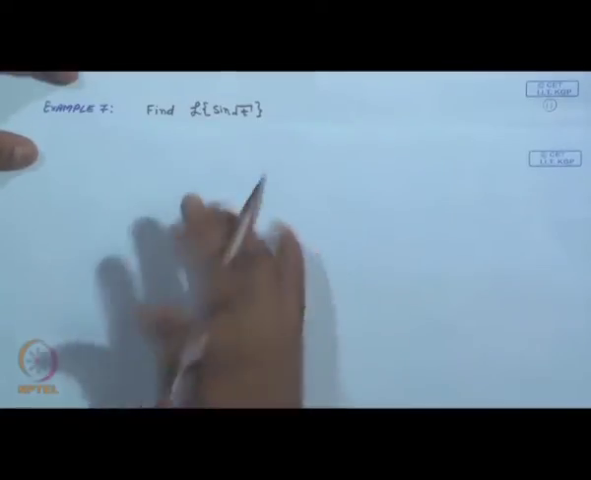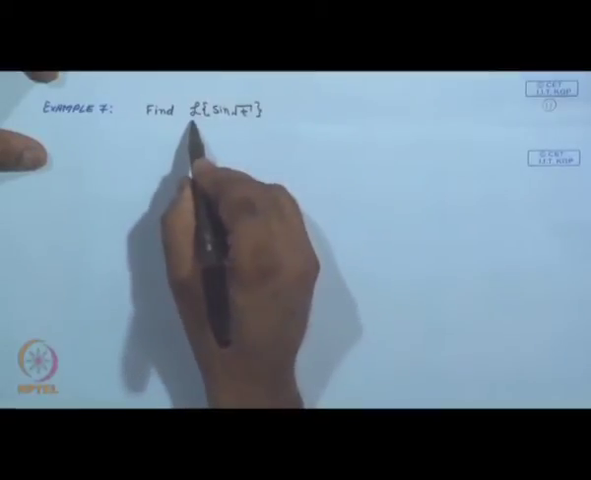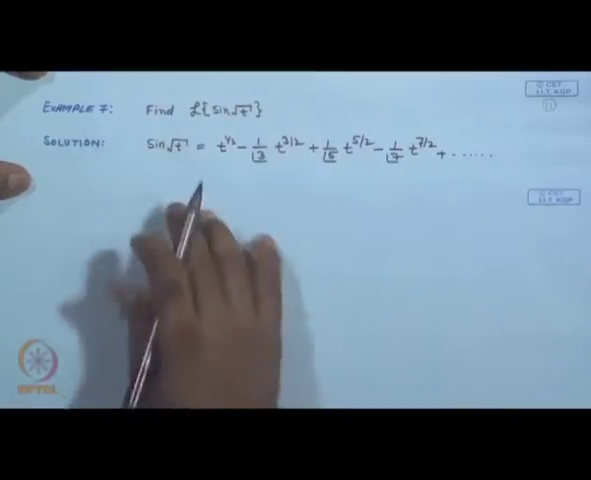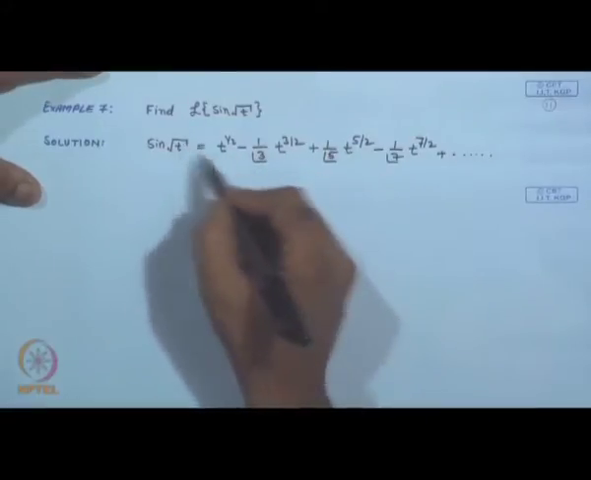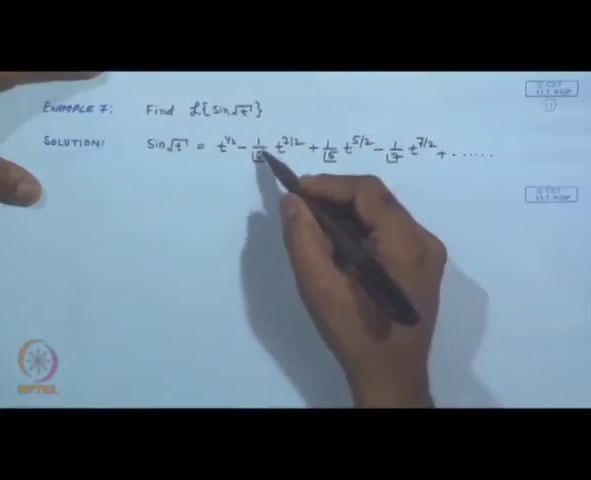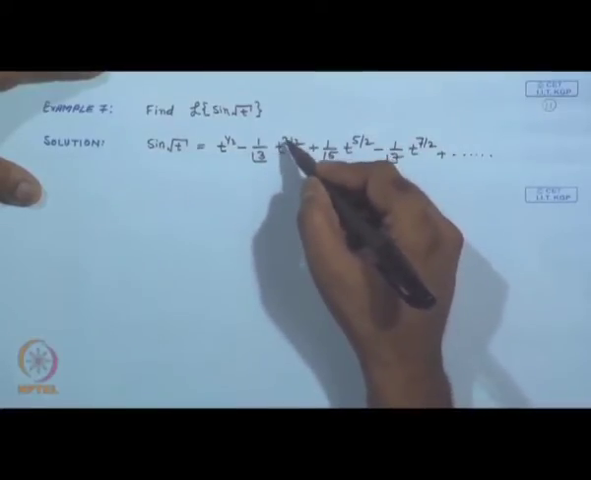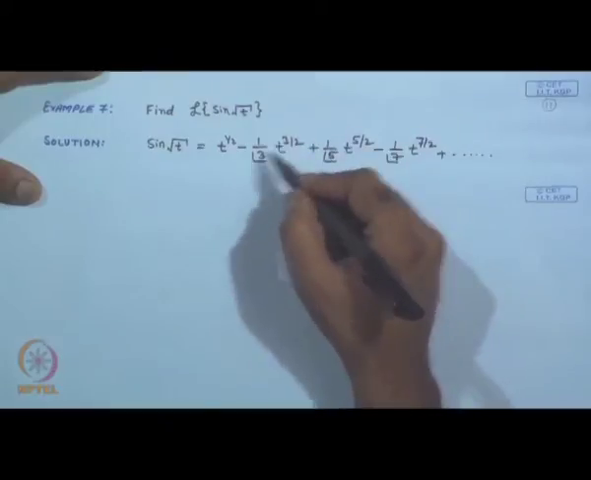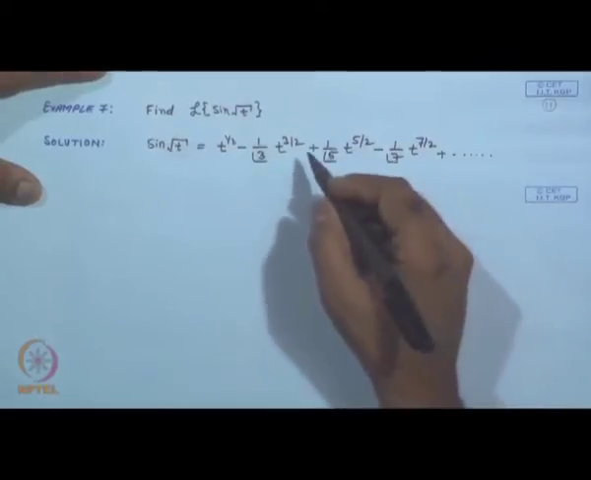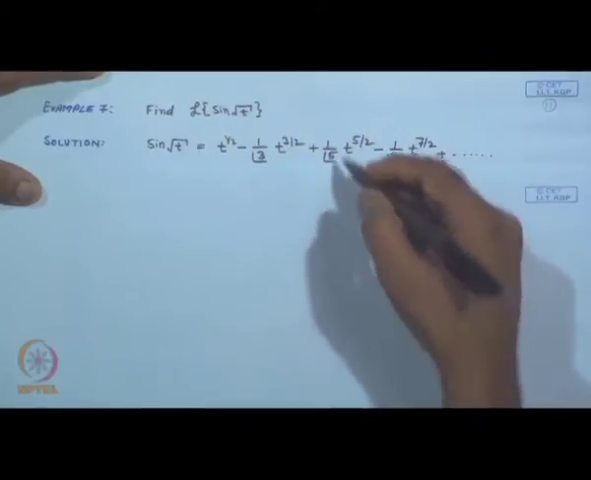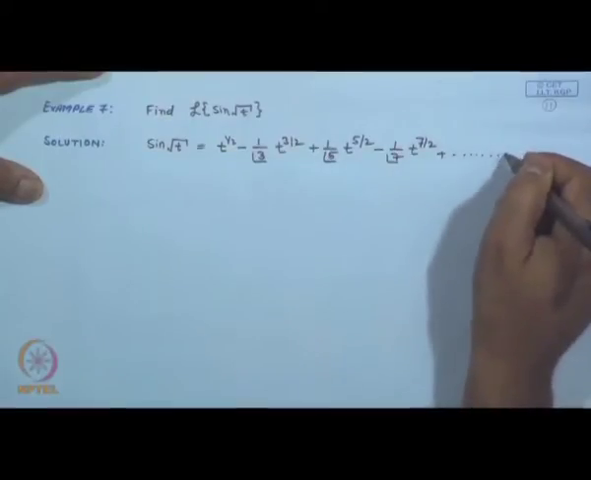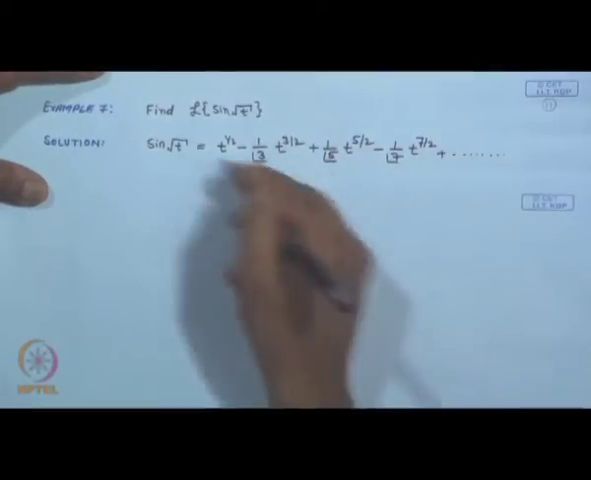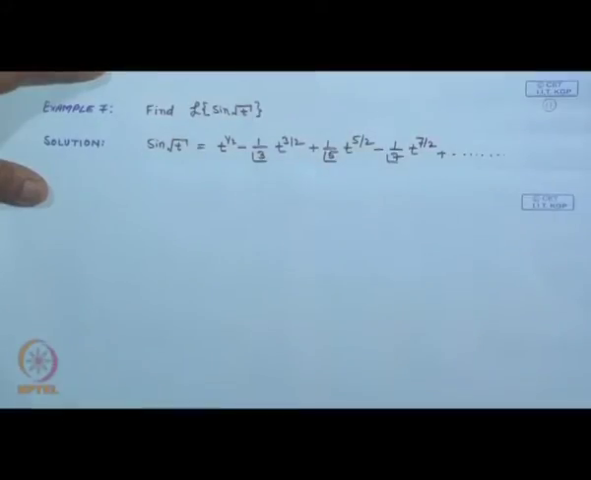Okay, the next example, the Laplace of sin of square root t. We have sin of square root t as a series of the sine function. So, we have t^(1/2) minus 1 over factorial 3 t^(3/2), so it is basically the cube of this square root t, plus 1 over factorial 5 t^(5/2) and minus 1 over factorial 7 t^(7/2) and so on.